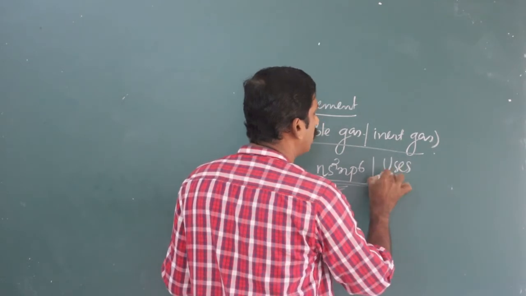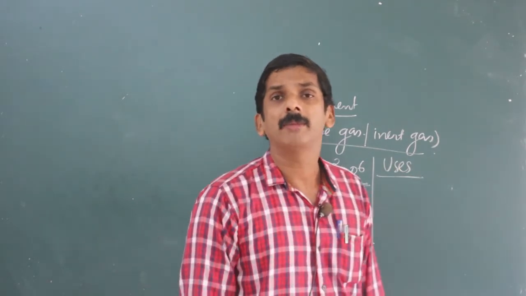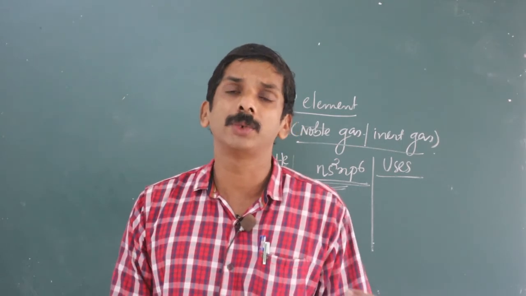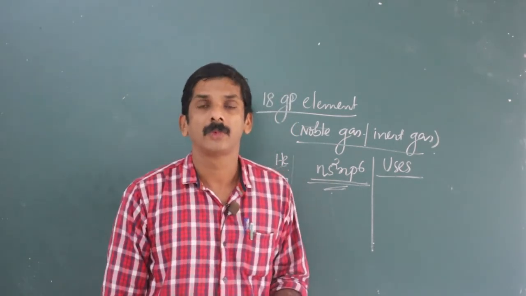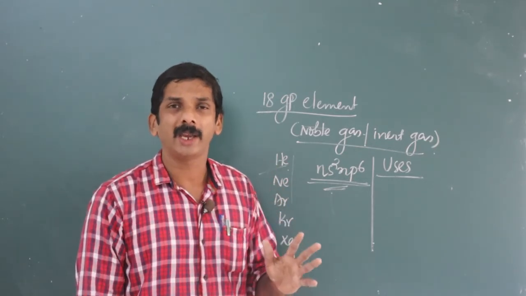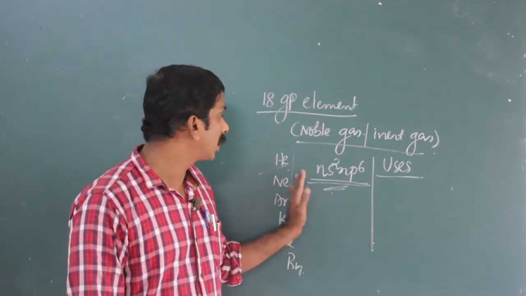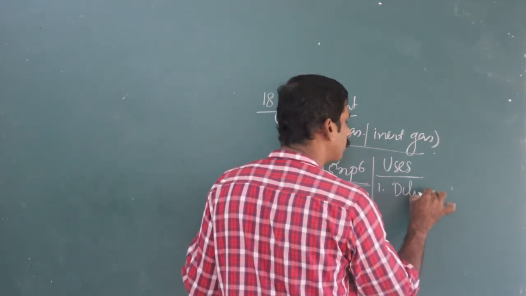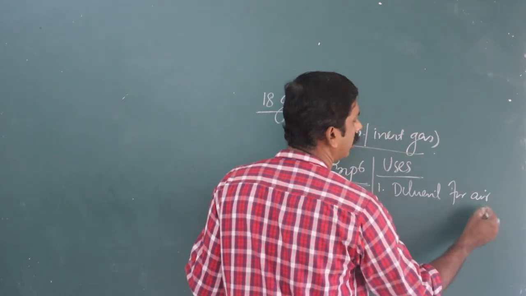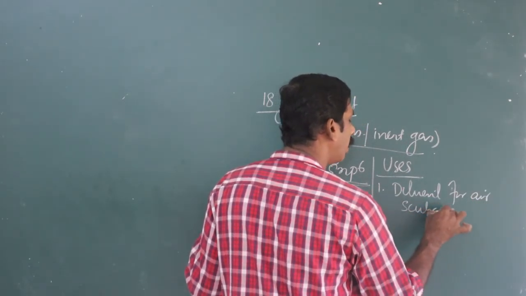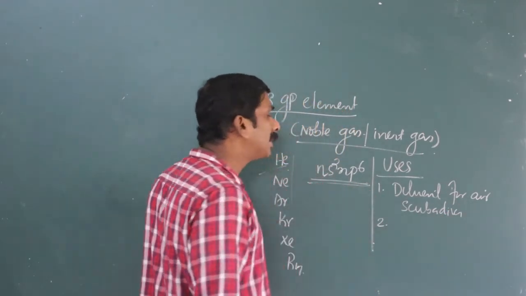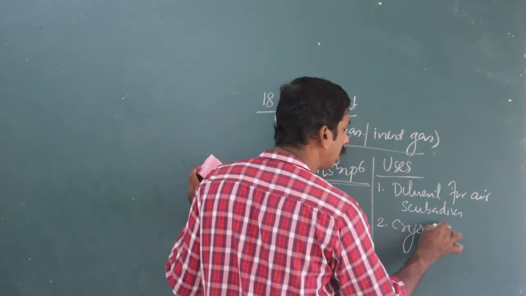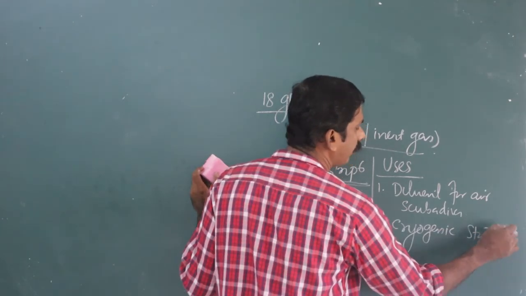And the uses of noble gas. Helium is used as a diluent for air, as we have studied in Henry's law. The tank carried by scuba divers contains air diluted with helium to prevent the toxic effect of nitrogen. Helium is also used to study the mechanism of reactions that take place at very low temperature, that is, in cryogenic study.